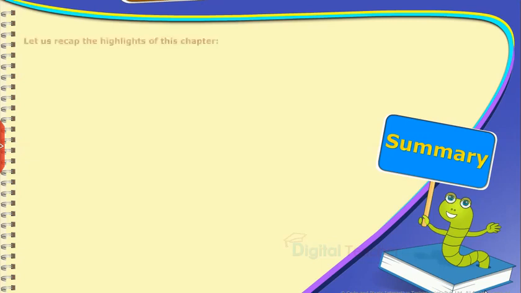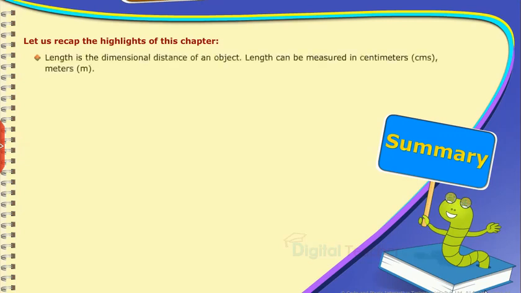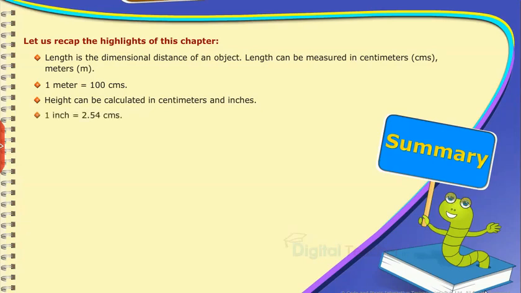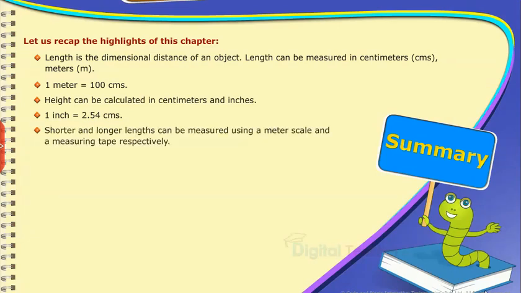Summary. Let us recap the highlights of this chapter. Length is the dimensional distance of an object. Length can be measured in centimeters and meters. 1 meter is equal to 100 centimeters. Height can be calculated in centimeters and inches. 1 inch is equal to 2.54 centimeters. Shorter and longer lengths can be measured using a meter scale and a measuring tape respectively.